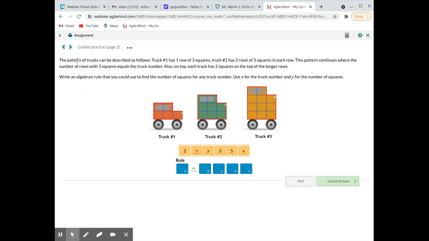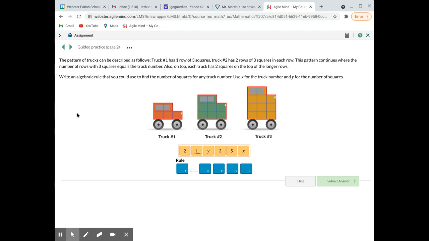All right, looking at question number 2, it says the pattern of the trucks can be described as follows. Truck number 1 has 1 row of 3. Truck number 2 has 2 rows of 3. This pattern continues where the number of rows with 3 squares equals the truck number. Also on top, each truck has exactly 2 squares. So write an algebraic rule that we could use to find the number of squares for any truck number. Use X for the truck number and Y for the number of squares.